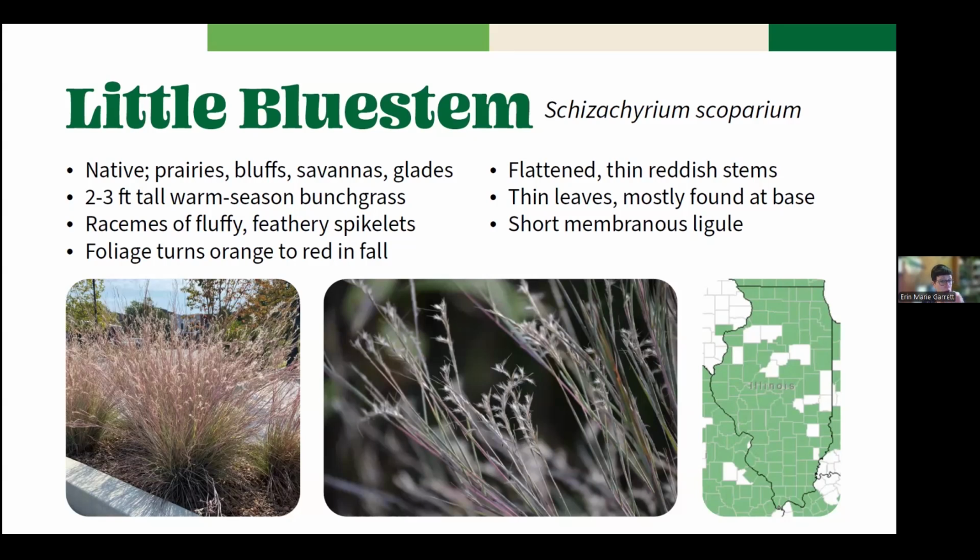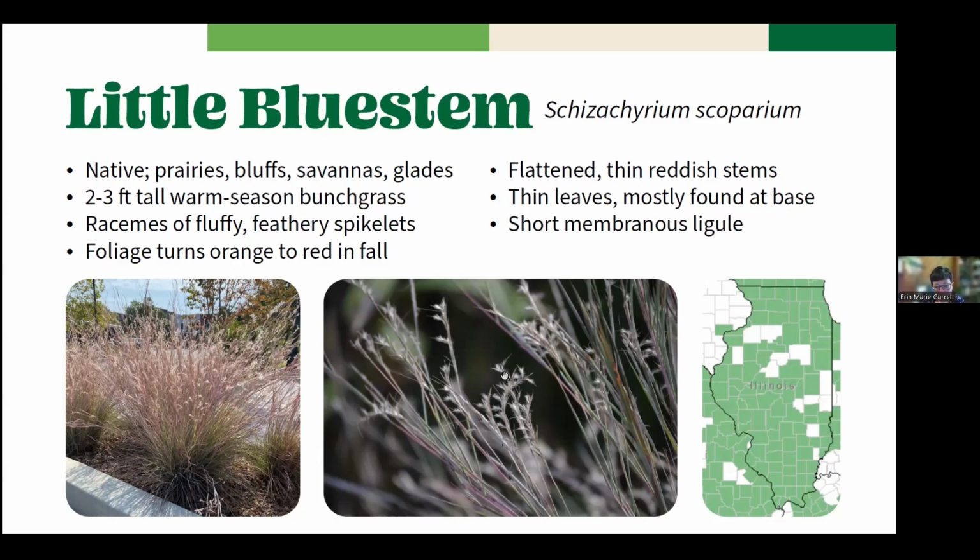It is a little bit shorter in general than our broomsedge, so typically under 3 feet tall, another warm season bunch grass. If you're reading through these characteristics, a lot of them are going to be the same as in the broomsedge. So we're going to get that great color in the fall, orangey red. We're going to have flattened stems again. We're going to have a short membranous ligule. In this case, we're going to have thinner leaves, thinner stems. I like to say little bluestem's a little bit more delicate of a grass, whereas our broomsedge is really bushy. And again, it's hard when they're not side by side to see that differentiation.